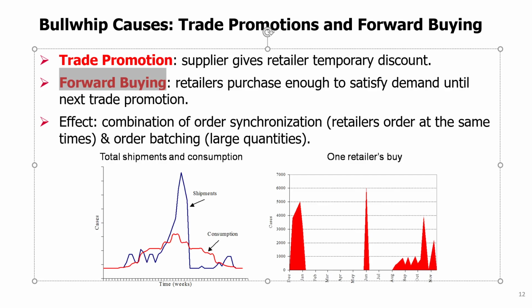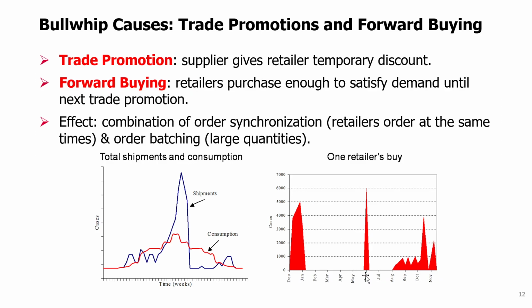Forward buying is when retailers purchase enough to satisfy demand for a long time, sometimes even until the next promotion. So if you have promotions, for example, in June and in December, then some retailers would actually buy a lot. This is an example of what one retailer bought. In December, the retailer bought a lot in order to satisfy demand till June, and then there were no purchases at all. And then again in June, the retailer bought a lot, but this time a little bit insufficient, so they bought more from August to November.